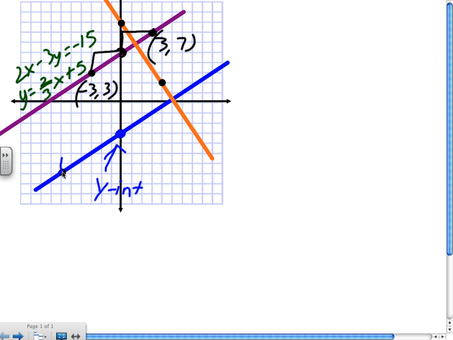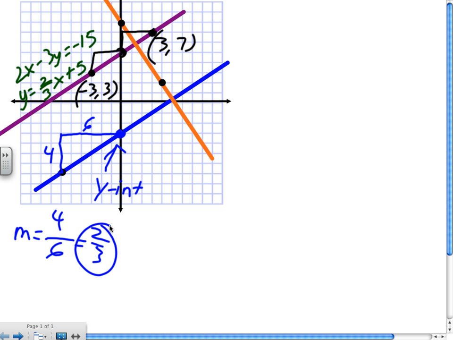Up how many? 1, 2. Do we stop here? So up 4. Now what? Go to the right. 1, 2, 3, 4, 5, 6. So 6 right. So rise over run, reduce to 2/3. So just like that, we got ourselves a slope and y-intercept. So do we need to put it back in point slope form anymore? No, we don't. We can just start with this.